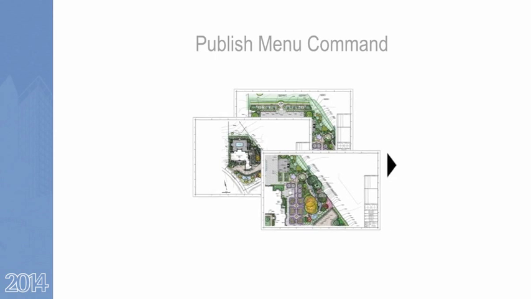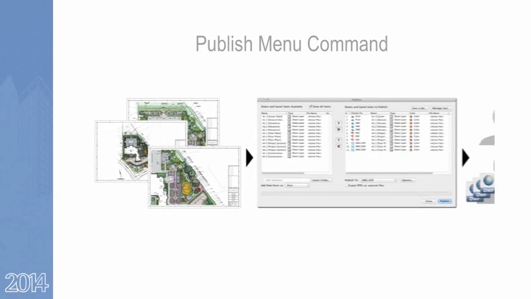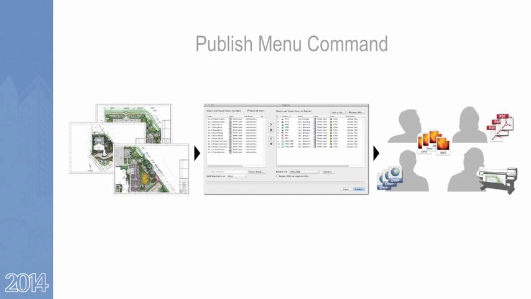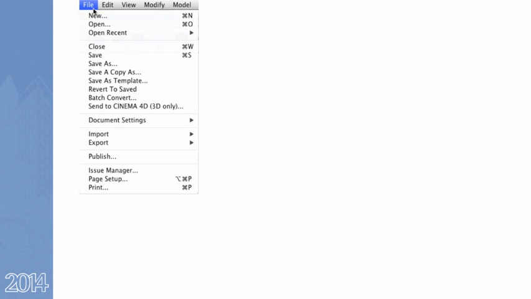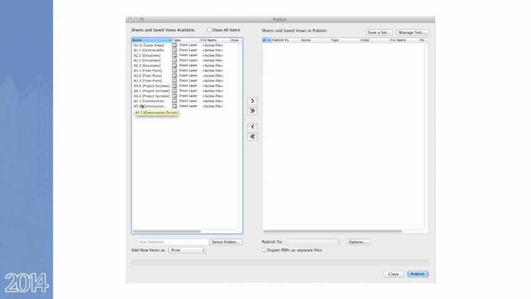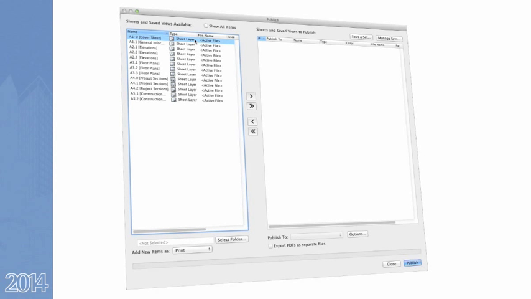The next item is the Publish command. In the final stages of a project, no matter what your profession, you'll need to publish drawing sets for your project's various stakeholders and collaborators. Therefore, we've created the new Publish command. This new option will let you produce customized file sets in a number of common formats right from a single dialog box.